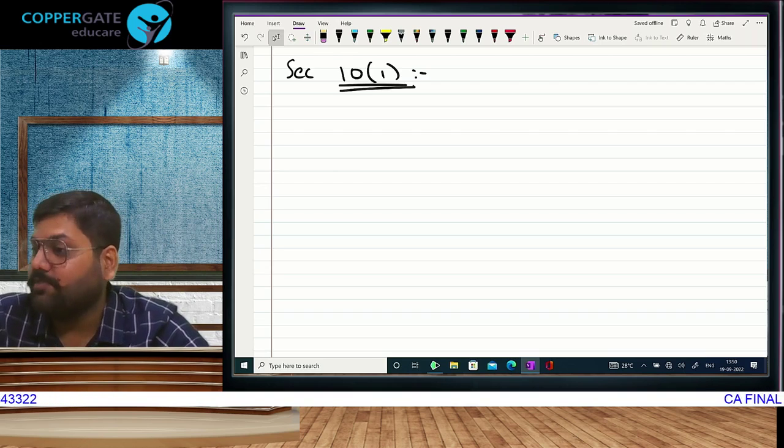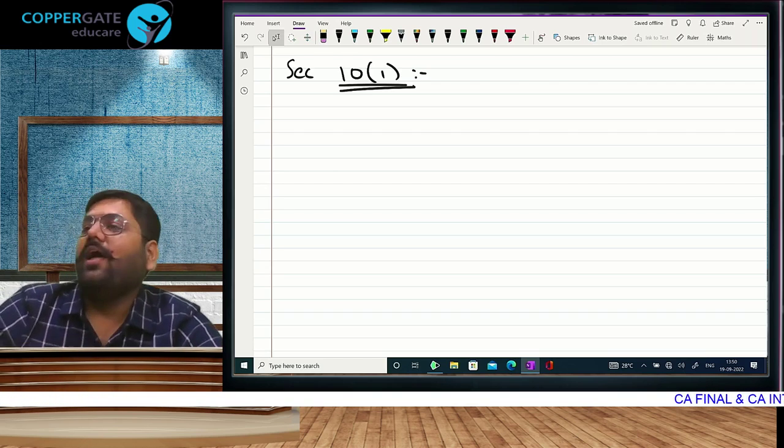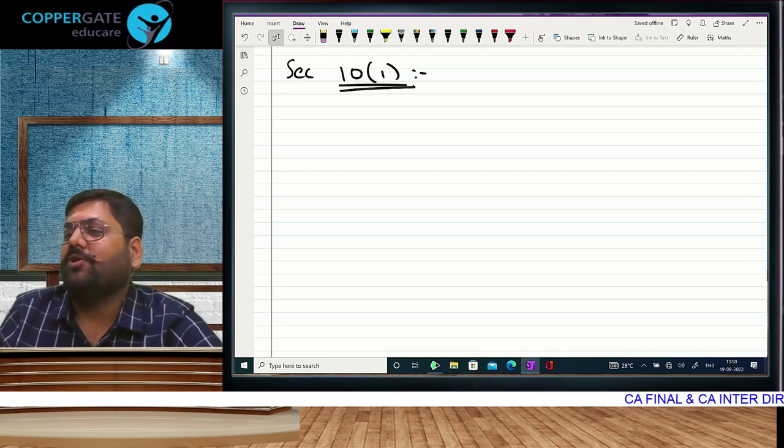And the level is horrible. You know what they will give you? Agriculture income 4,000, and in the amount column you have to write 0.